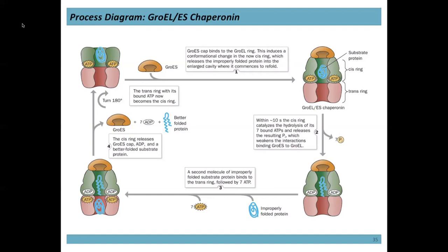Again, the protein doesn't transition from one ring to the other. It's just that one side is active and helps fold, then the other side gets a protein and is active and helps fold. And so this ring here will bounce between the top and the bottom.